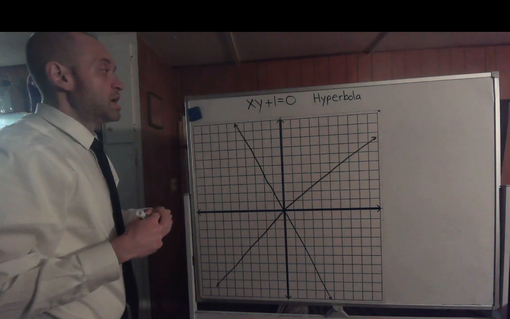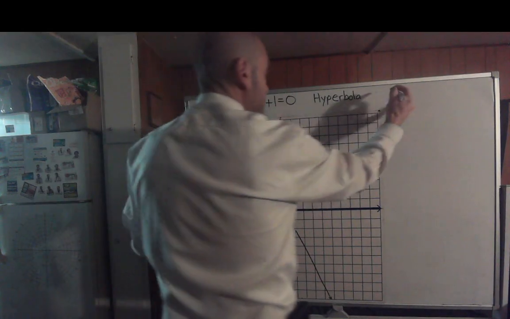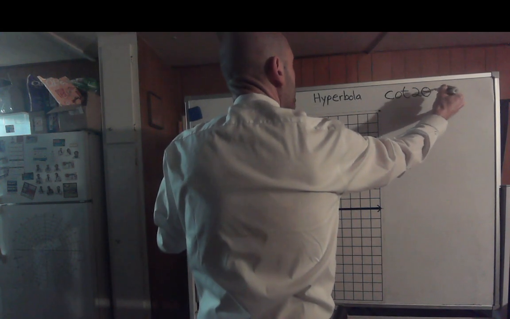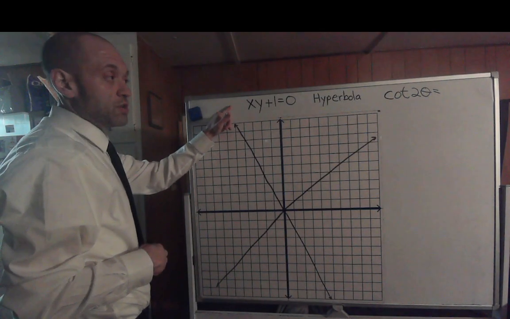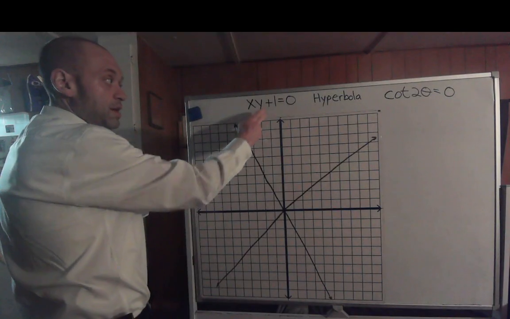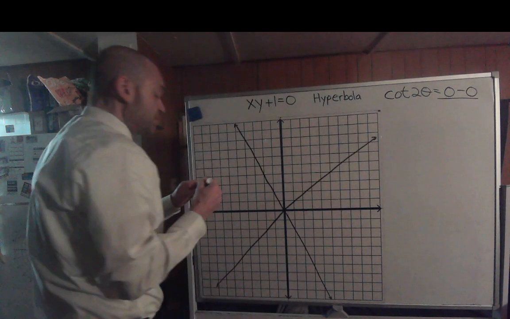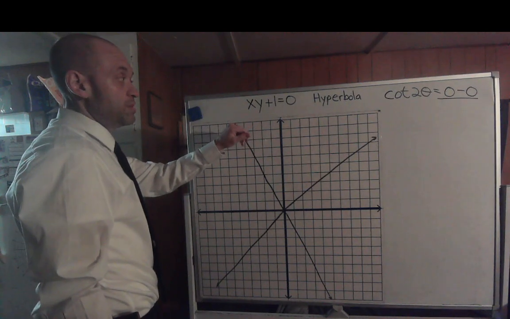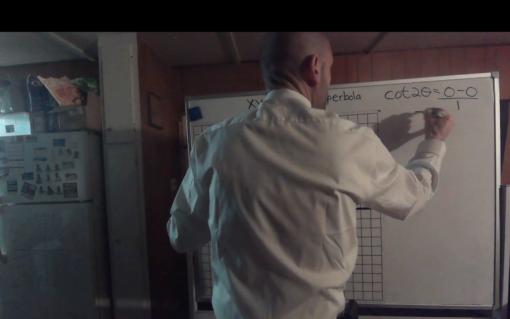Now, first thing you always want to do, find your angle. So in this case, the cotangent of 2 theta is equal to, well, I don't have an x squared term, so a is 0. I also don't have a y squared term, so c is 0. So you'll have 0 minus 0 divided by your b term. That's going to be the xy term. The coefficient on that is 1. So cotangent of 2 theta is just going to equal 0.